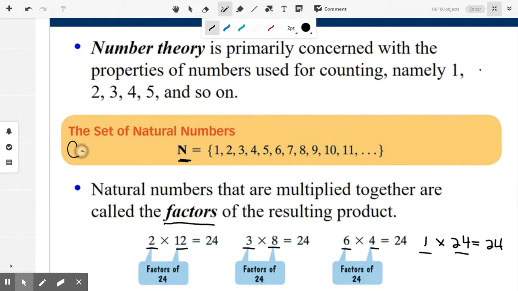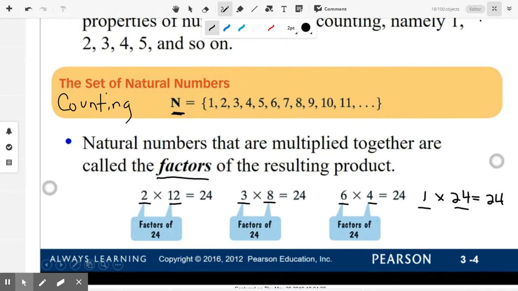The counting numbers. And why would they be called the counting numbers? Because this is how you count, right? When you start counting, you start with 1 and you go up to count out as many as there are. All right. Natural numbers that are multiplied together are called factors of the resulting product.